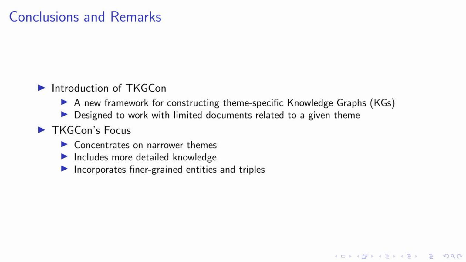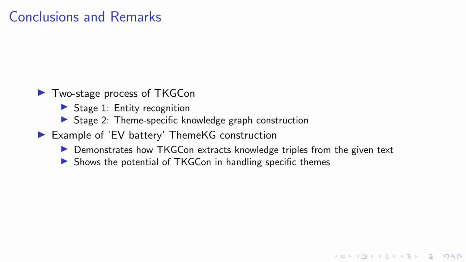In conclusion, our TKG-Con approach operates in two main stages. The first stage involves recognizing entities, where we identify and categorize relevant entities based on the specific theme. The second stage is the construction of the theme-specific knowledge graph, where we map entity mentions to their closest categories and determine their relations. To illustrate this, let's consider the EV battery theme KG construction. Here, TKG-Con successfully extracted knowledge triples from the given text, such as deep cycle batteries provide continuous electricity, and electric vehicles include forklifts. This example demonstrates the potential of TKG-Con in handling specific themes and extracting finer-grained, theme-specific knowledge.